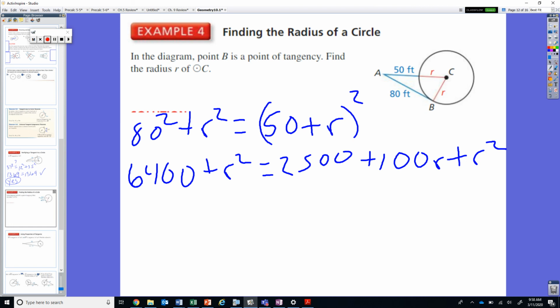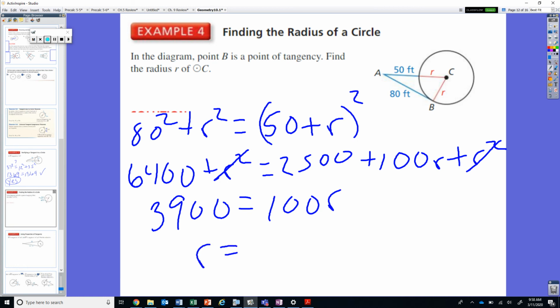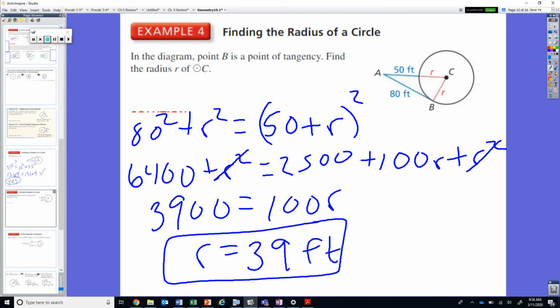When we have an R squared on both the left and the right hand side that are positive, this is great because you can subtract and cancel them out. And then ultimately we want to get R by itself. So 6,400 minus 2,500 is 3,900. And then we want to divide by 100, which tells us that the value of the radius is actually 39 feet. So there are two examples as to how we can utilize our radius and our tangent being perpendicular.